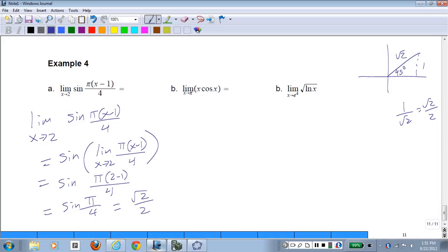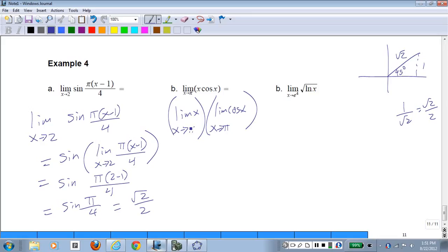Limit of x times the cosine of x as x approaches pi. We had a theorem up above that said the limit of a product is equal to the product of the limits. So this equals the limit of x as x approaches pi times the limit of cosine x as x approaches pi.